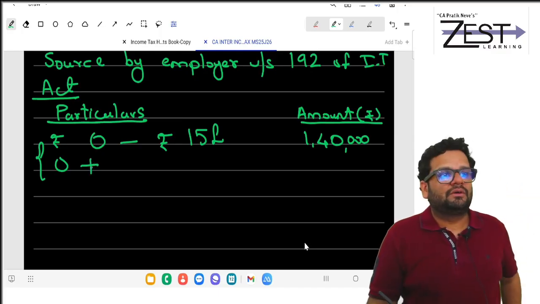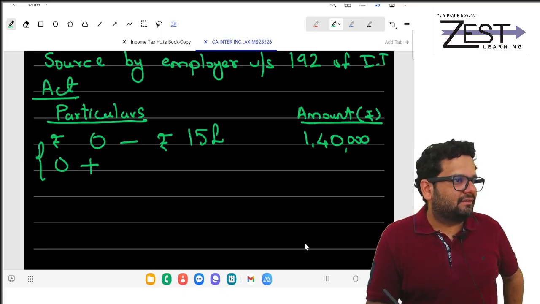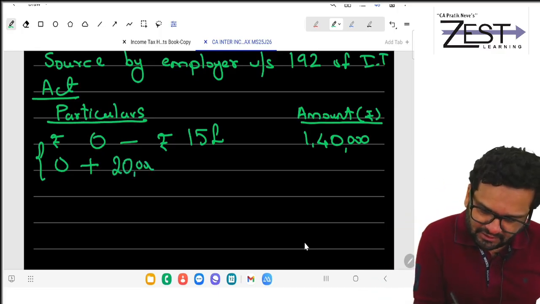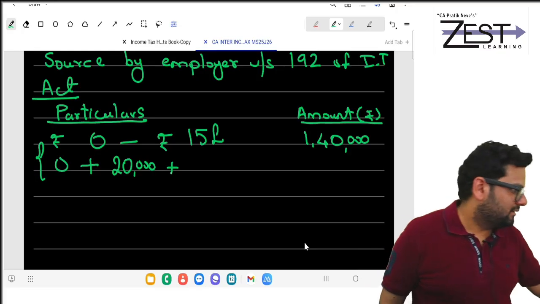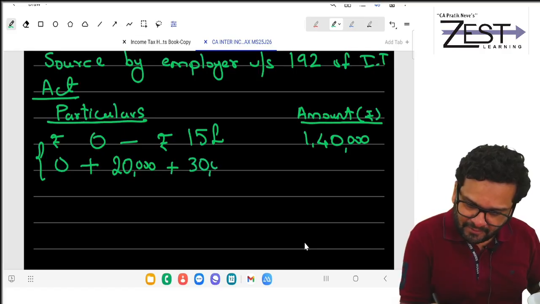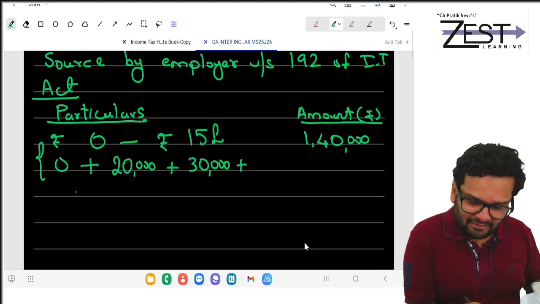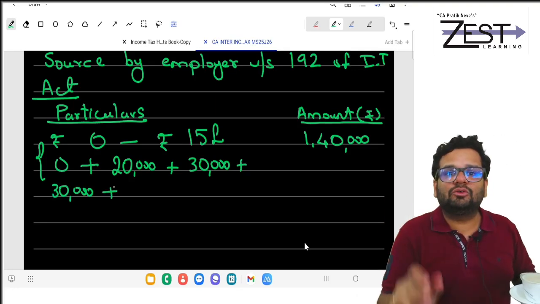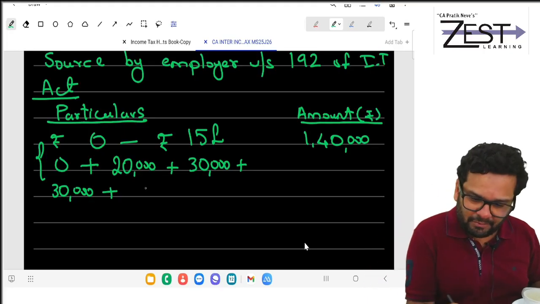I am just telling you, 0 to 3 lakhs, no tax. 3 lakhs to 7 lakh, tax was at 5%. 7 lakh to 10 lakh, on that 3 lakh, tax was at 10%. 10 lakhs to 12 lakhs, on that 2 lakhs, tax was at 15%. 12 lakhs to 15 lakhs, on that 3 lakhs, tax was at 20%.